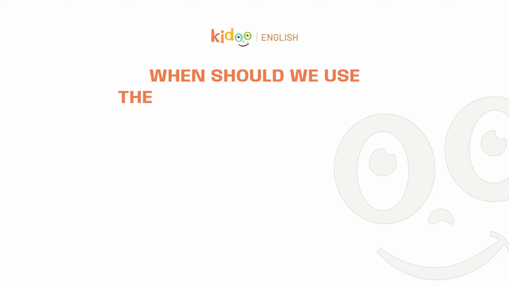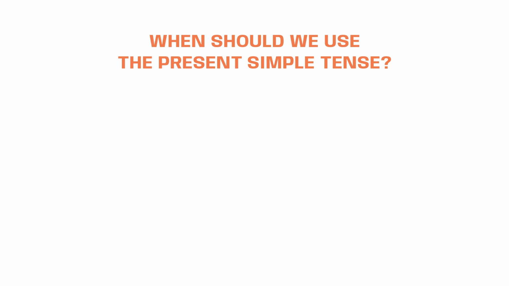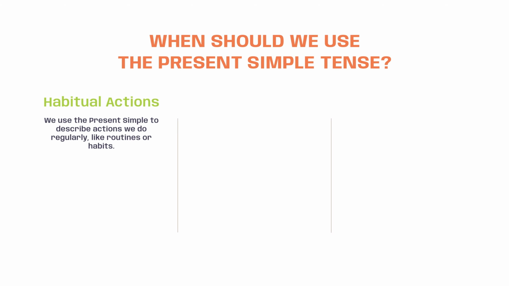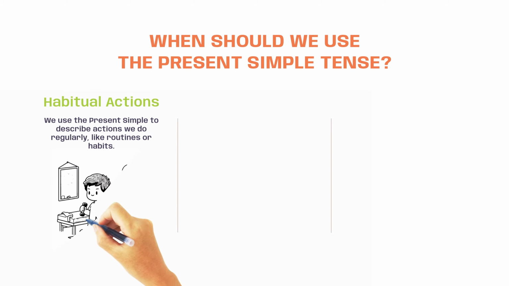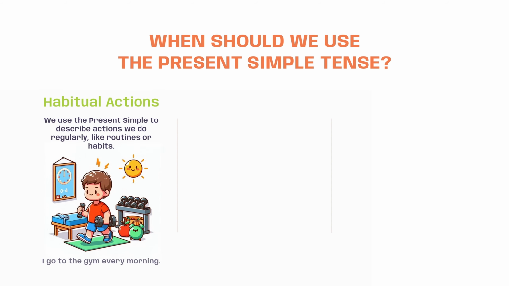When should we use the present simple tense? First, let's talk about habitual actions. We use the present simple to describe actions we do regularly, like routines or habits. For example, I go to the gym every morning.